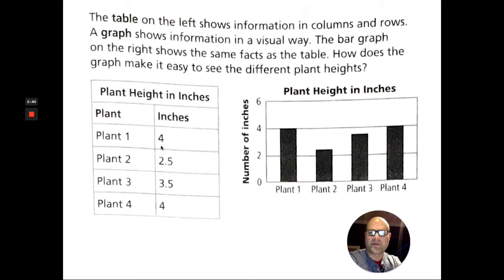Plant 1, 4 inches. Plant 2, 2.5 inches. Plant 3, 3.5 inches. Plant 4, 4 inches. So there's a couple plants that have the same height, right? 4 inches for plants 1 and 4. Well, check it out. Over here, you can see that easily. And you can easily and quickly see that plant 2 is the shortest without even having to put the numbers in order in your mind. So that's why it's helpful to visualize things. And in science, you want to show information.